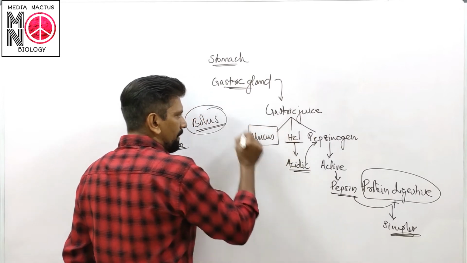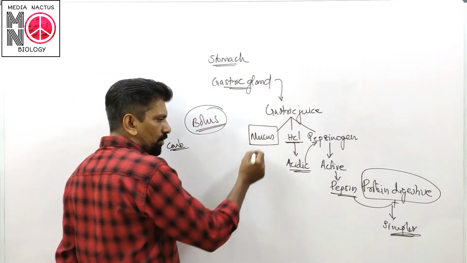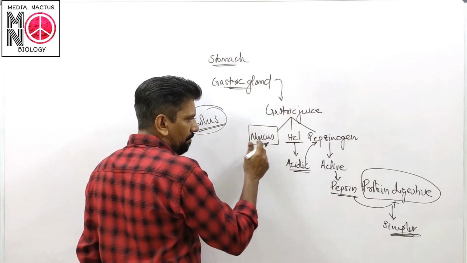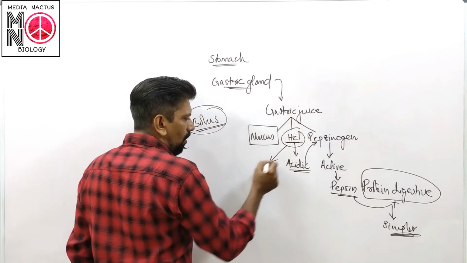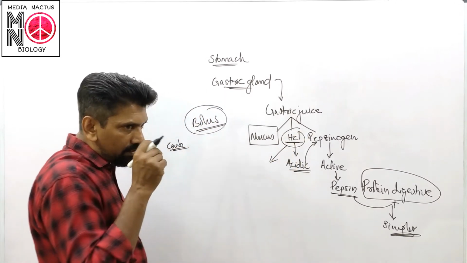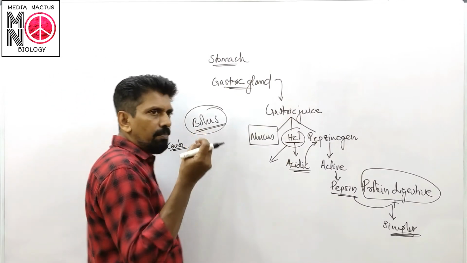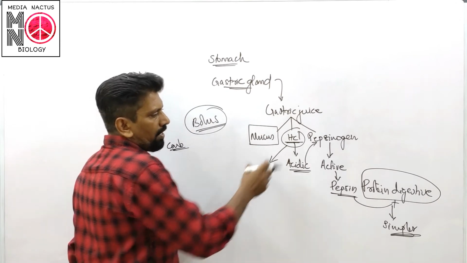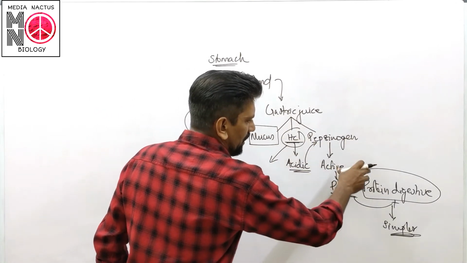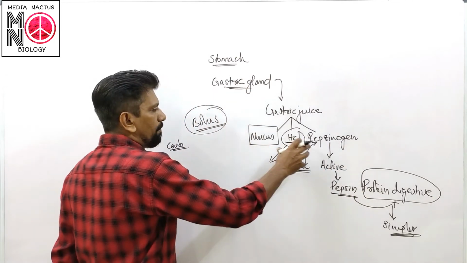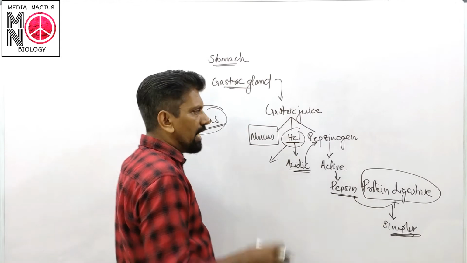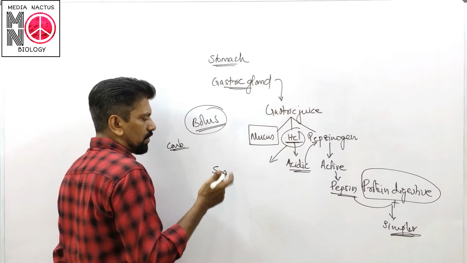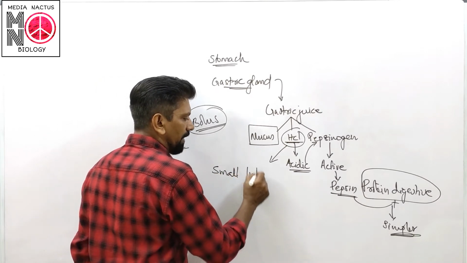The mucus present in the gastric juice protects the stomach wall from HCl. HCl also acts as a microbicidal material, because the food which we take in may also contain some microbes. Now the food containing protein is digested and passed toward the next region of the digestive system, that is the small intestine.